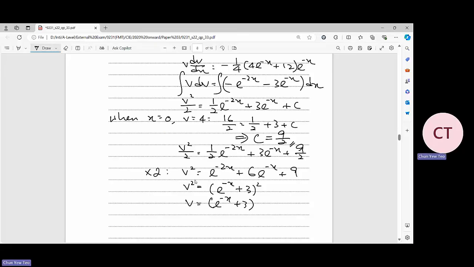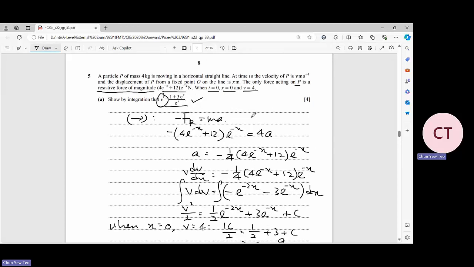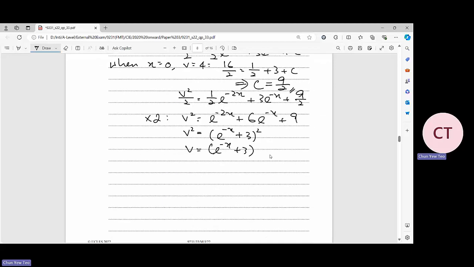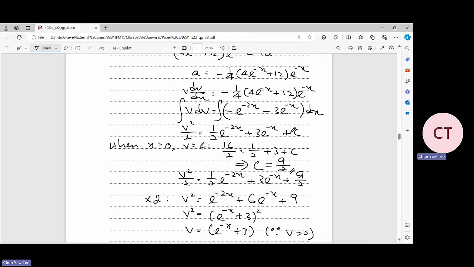By right, when you cancel the square, it's supposed to have positive, negative. But because the v that they give you at the beginning is positive, just keep it like this. Just mention that the v is positive. So your answer will be just like this.